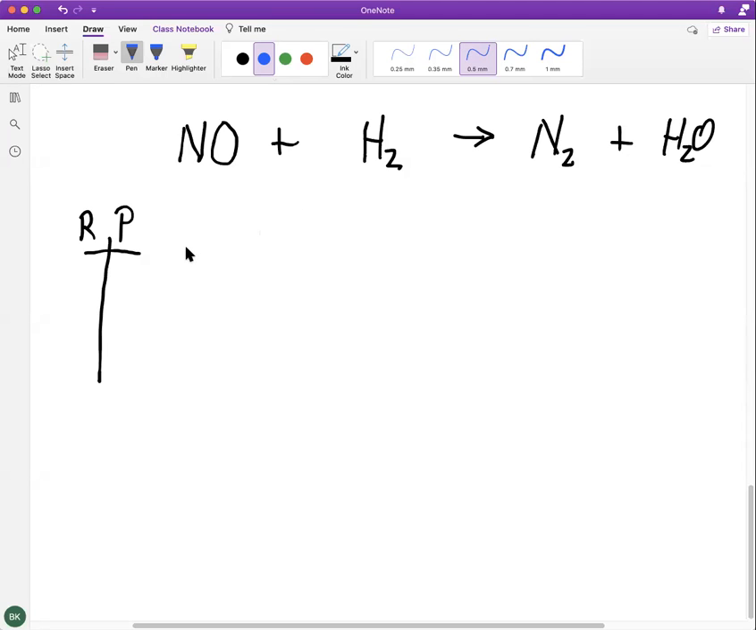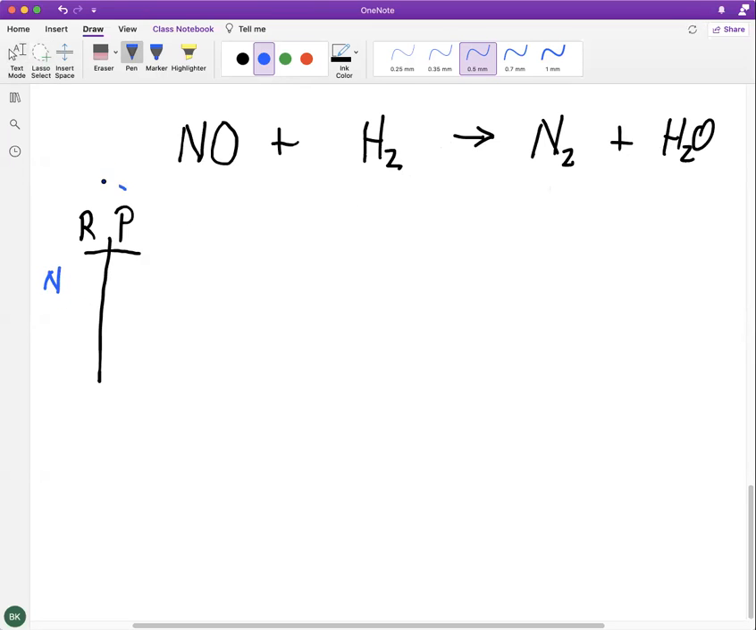As a second example, let's take a look at this equation where I have nitrogen monoxide plus hydrogen gas reacts to form nitrogen gas and water. So we want to balance this equation. We'll have a second example of balancing. All right, let's start with our reactants. We have nitrogen, so let's put down nitrogen.